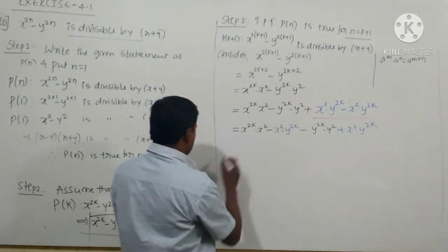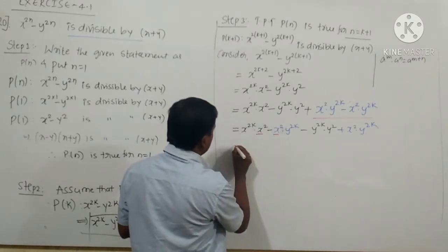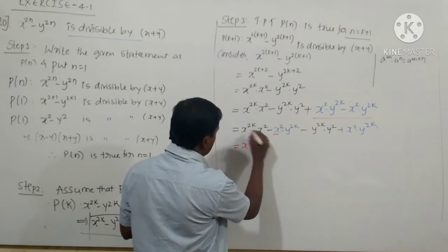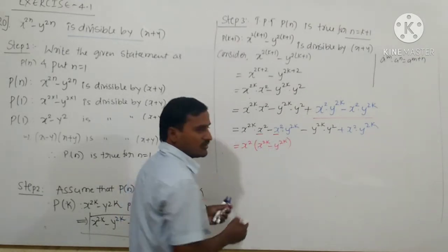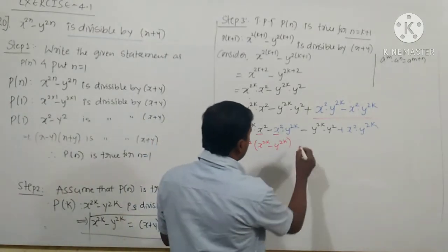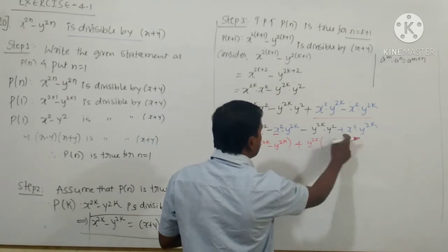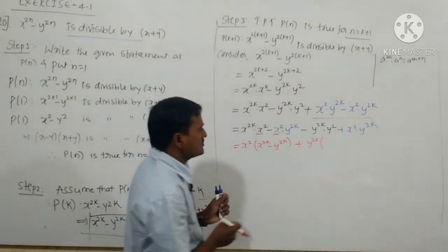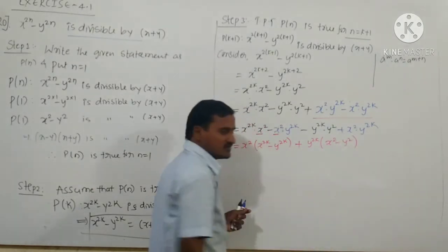Okay, in these two, take x square outside. So what is the remaining? x to the power 2k minus y to the power 2k. Okay, and here plus, so take y raised to 2k outside. So if you take y raised to 2k outside, so clearly here what you are getting x square, here you are getting a y square.